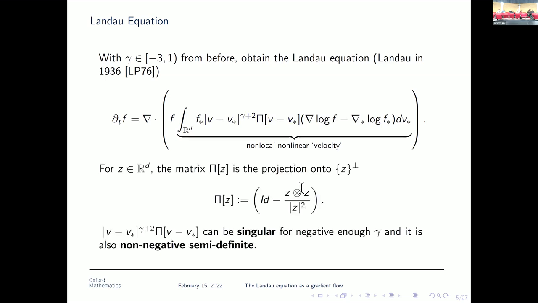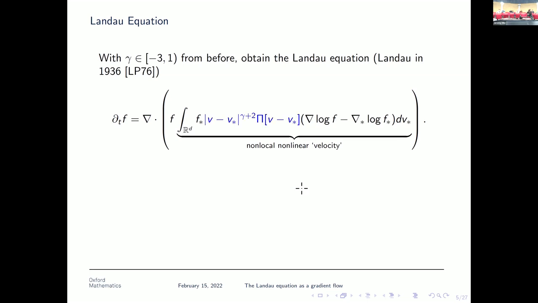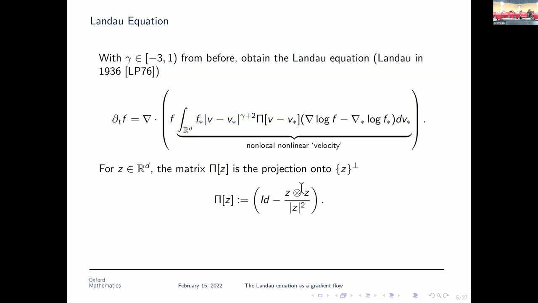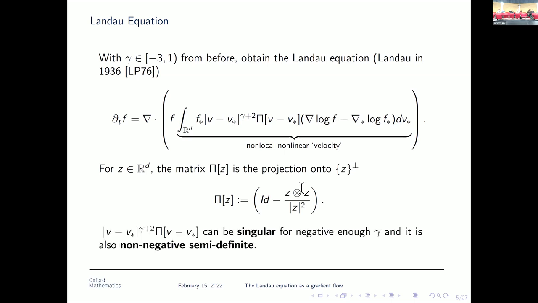As a bit of a reminder, the term that I've highlighted in blue there, in my head, I think of it as a singular, but also degenerate elliptic matrix. The notation I've chosen here is that capital Pi is the projection onto the orthogonal subspace of Z. And the last thing is what I just said. This matrix is singular when gamma is negative enough, but because Pi is a projection, this is also non-negative, but only semi-definite. So there is a degeneracy here.